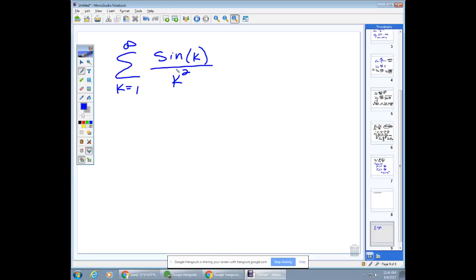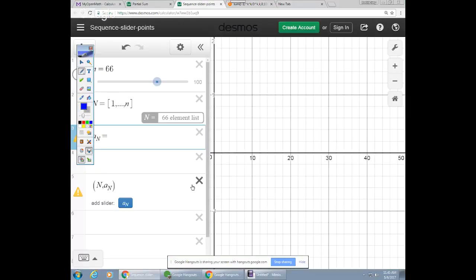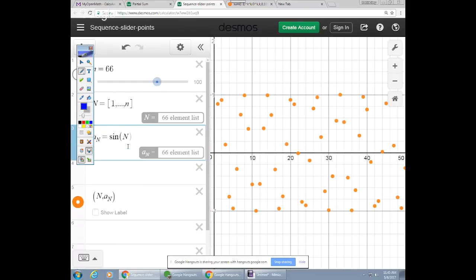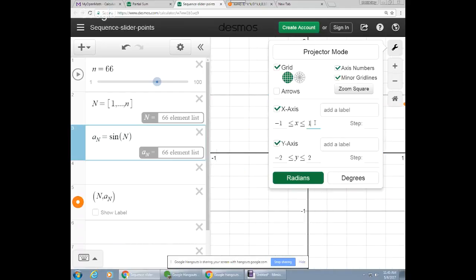So I'm interested, not in the sum at the moment, I'm interested in the sequence. So I'm going to go to that sequence grapher that I have here, and I'm going to enter the sine of n. Whoa, that's cool. Okay, and then, oh, interesting. Let's zoom out on this a little bit before I do anything. I want x to come in a little closer. Let's go to 10.